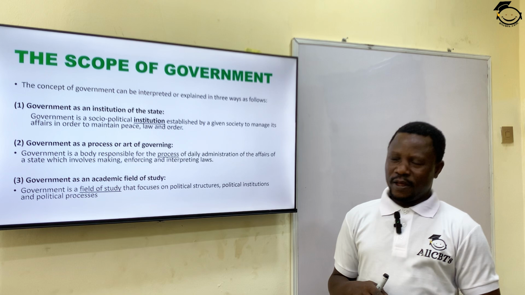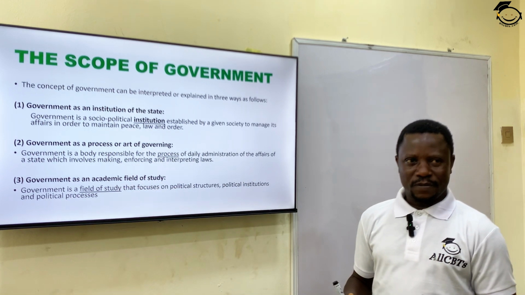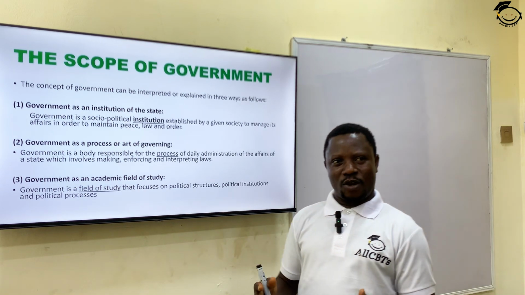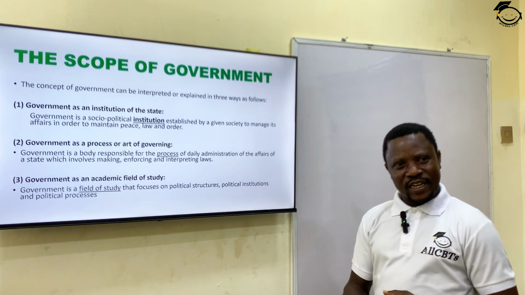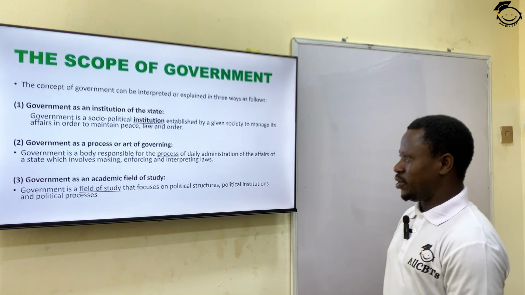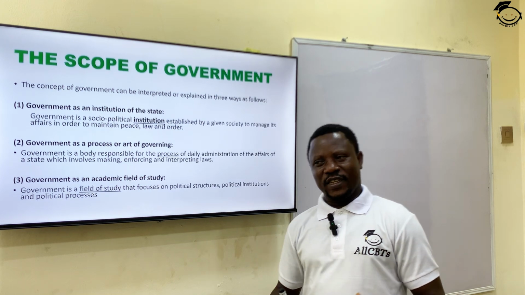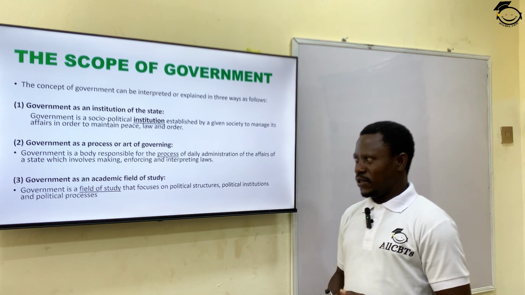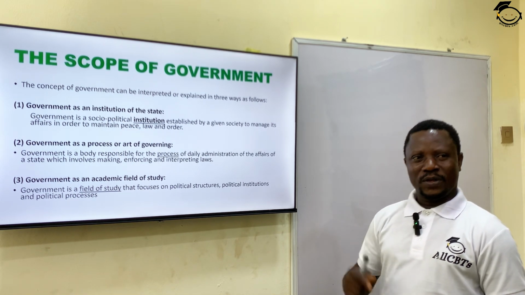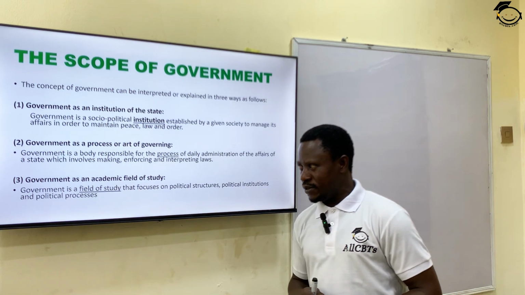In another perspective, we say government is a process. Government is an act of governing. What do we mean by that? A process of daily running, the daily administration of the affairs of the state. In every society, there are daily activities taking place that involve laws. All these are done by the organ or instrument called government.